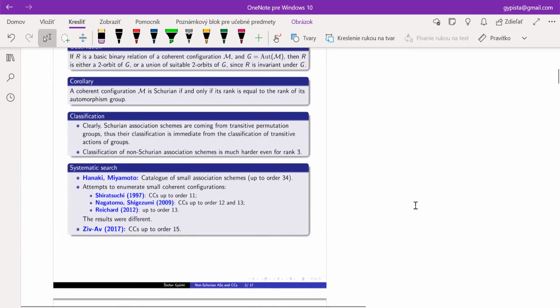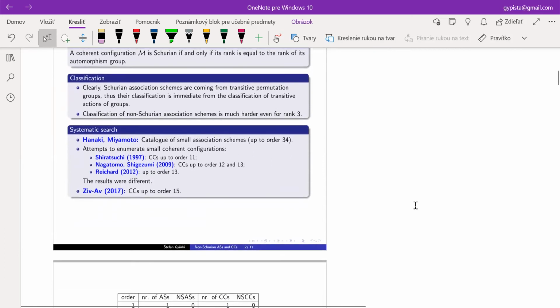It was good that we had some kind of classifications, but it was clear that we have to be careful. Not all of these results are accurate.